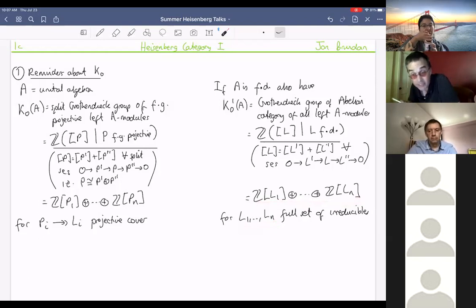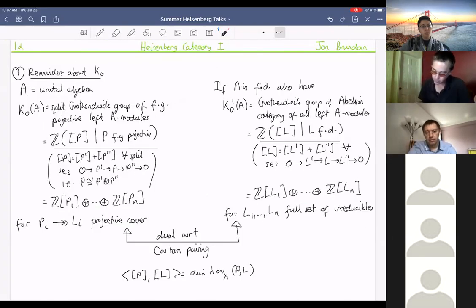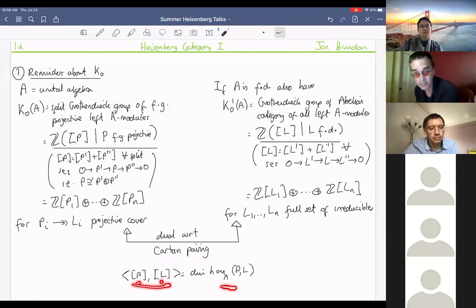And still in that finite dimensional case, if you let Pi be the projective cover of Li, then the isomorphism classes of the Pi's give a basis for the split Grothendieck group, K0 of A. Okay, so this is kind of basic stuff. In fact, these two Grothendieck groups in this finite dimensional setting, they're really just dual to each other. So these bases, the Pi's and the Li's, they're dual bases with respect to the Cartan pairing between K0 and K0 prime. So if P is a projective and L is a finite dimensional module, the Cartan pairing PL is just the dimension of the Hom space from P to L.